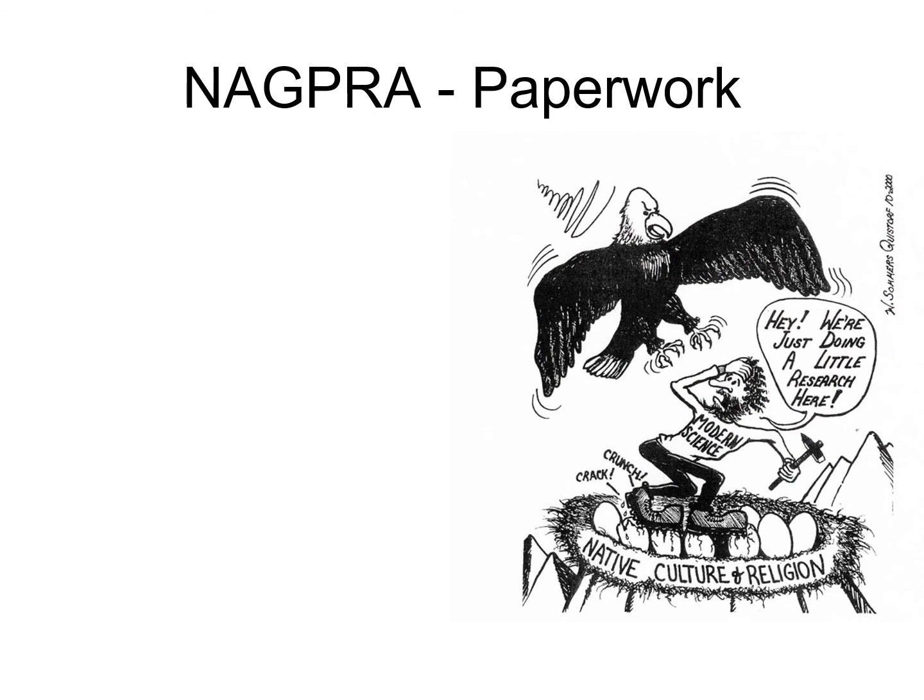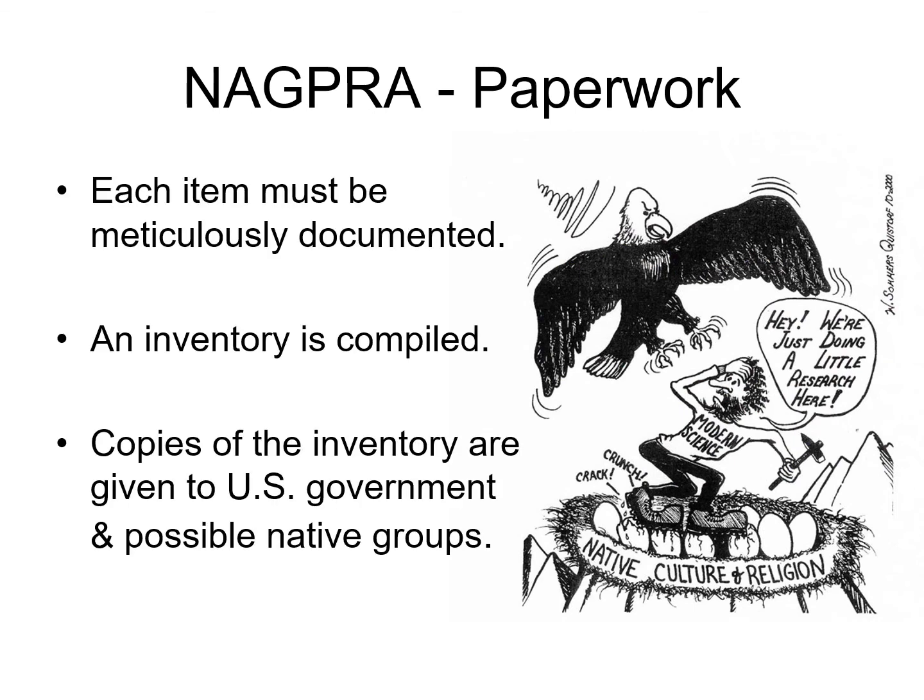Then they move on to the paperwork phase, in which each item must be meticulously documented, right? They have to write a little description on every item. They must count every single piece and fragment of the item. If you're dealing with lots and lots of things, sometimes you only provide weight, like you have 25 pounds of broken pottery or 25 pounds of arrowheads, things like that. An inventory is then compiled, and copies of the inventory are given to the U.S. government as well as possible native groups that you may be repatriating the remains to.